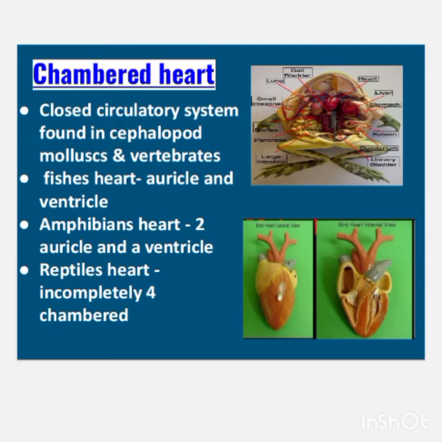In reptiles, with the exception of crocodiles, heart is incompletely four-chambered with two auricles and a partially divided ventricle. In lungfishes, crocodiles, birds and mammals, heart is typically tetralocular or four-chambered with two auricles and two ventricles.